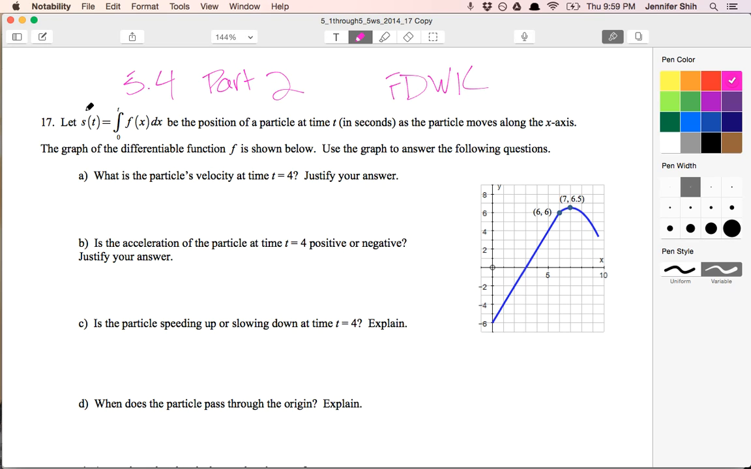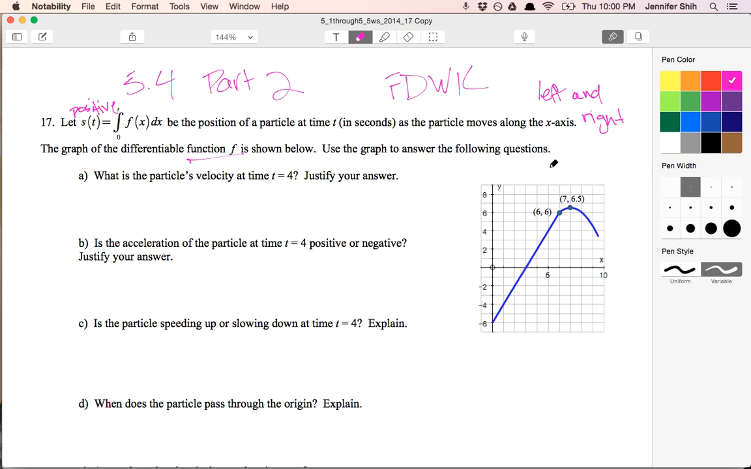So let S of t, usually known as the position, so I'm going to start annotating this right away, and this is the integral of f of x dx, be the position of a particle in t seconds as the particle moves along the x-axis. So in these situations, when you have a particle, they're either moving up or down, or they're moving left or right, and because it's moving along the x-axis, it's going to move left and right. So our particle is either moving left or moving right based off of plus or minus of the velocity. So the graph of f is shown below.